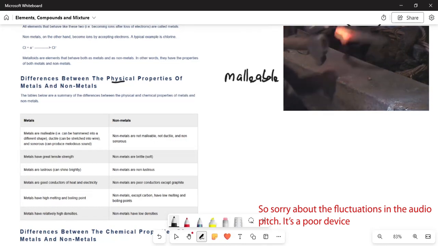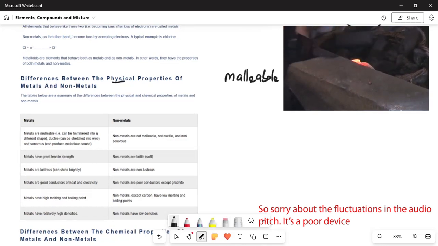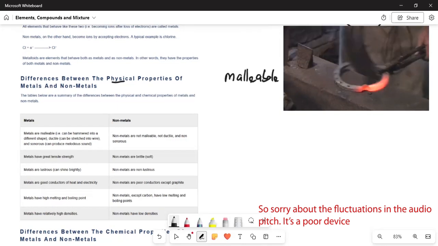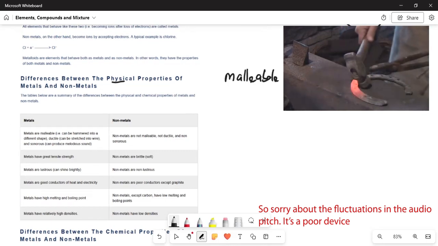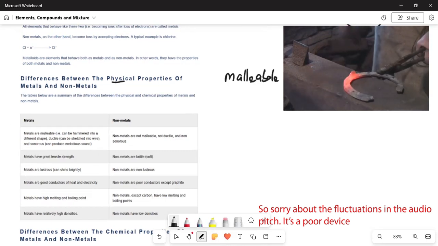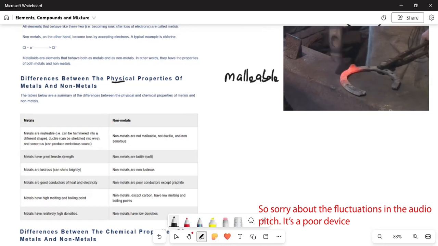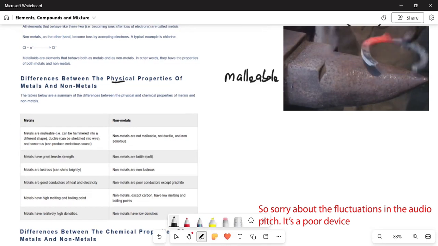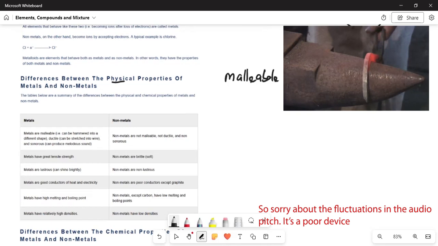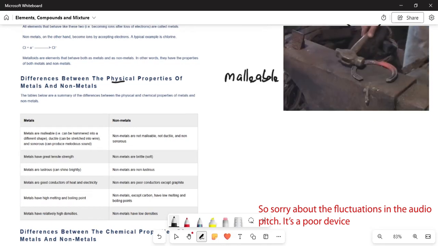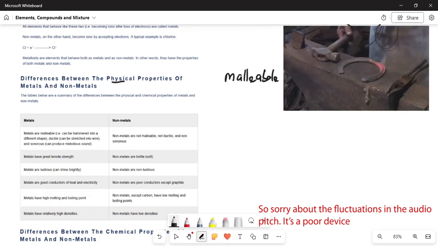You can't do that to a non-metal. You take a wood and hammer it, trying to convert it to a different shape. So that wood is going to break. I'm not talking about wood carving. When you say malleable, it has to be hammering. You cannot hammer a wood or plastic to turn it to a desired shape. It's only metal that you can do that to. So malleability has to do with the ability of something to be hammered and converted to a desired shape. So metals are malleable, while non-metals are non-malleable.